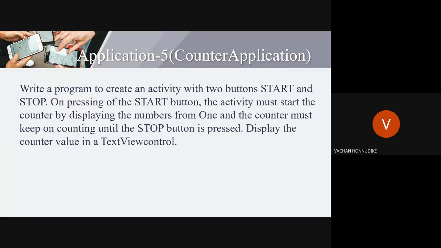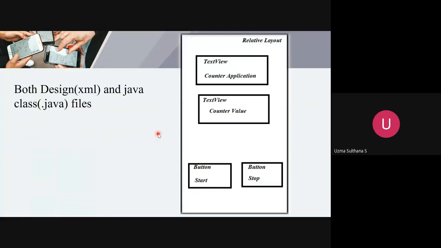Okay. In the last section, we covered the problem statement with respect to the counter application. The application has one activity which has two buttons: a start button and a stop button. As soon as you click the start button, the counter needs to be incremented. Even if you come out of that application, until you click the stop button, the counter will not get stopped. So this is a counter application.